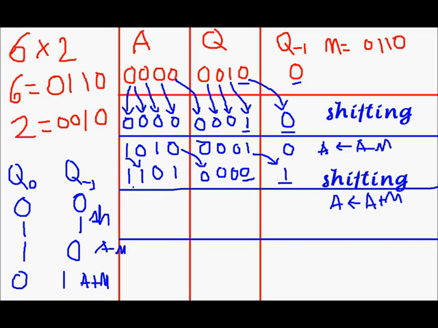So 1, 1, 0, 1 plus 0, 1, 1, 0 will give us 0, 0, 1, 1. So this is the A plus M value, and we are storing it in A, and Q will be carried down as it is, so these 4 zeros will come down, and then this 1. The next thing we shall do is we shall shift.